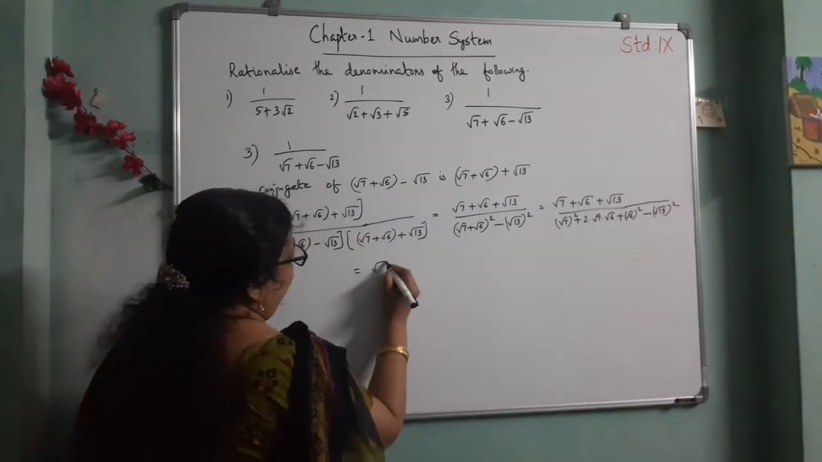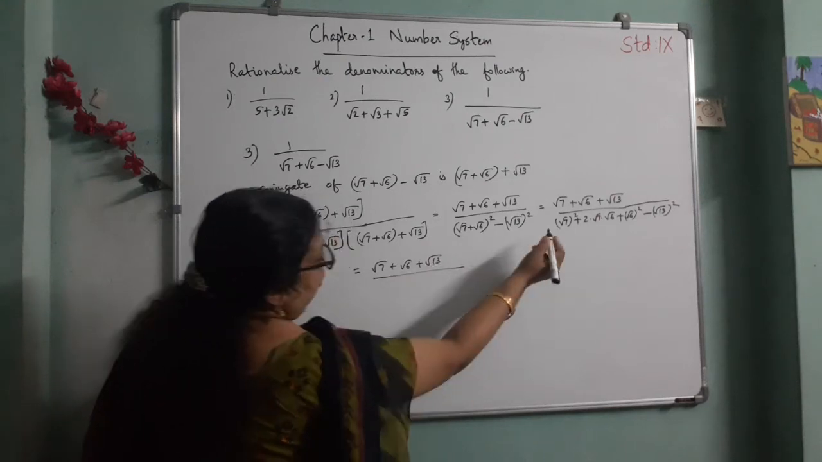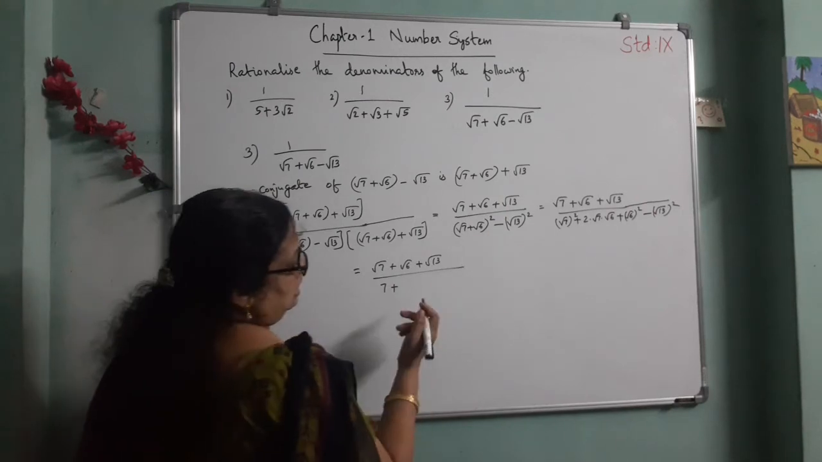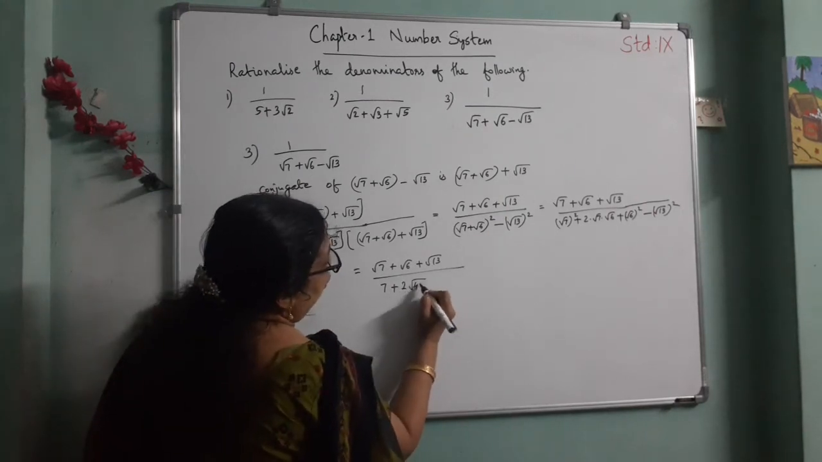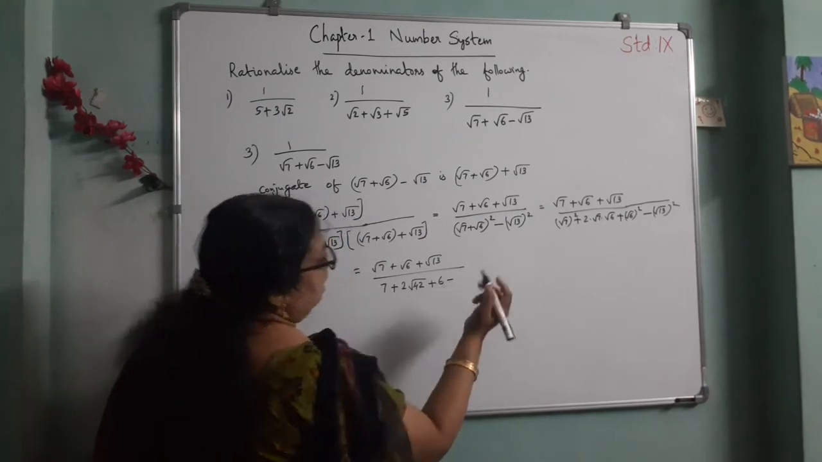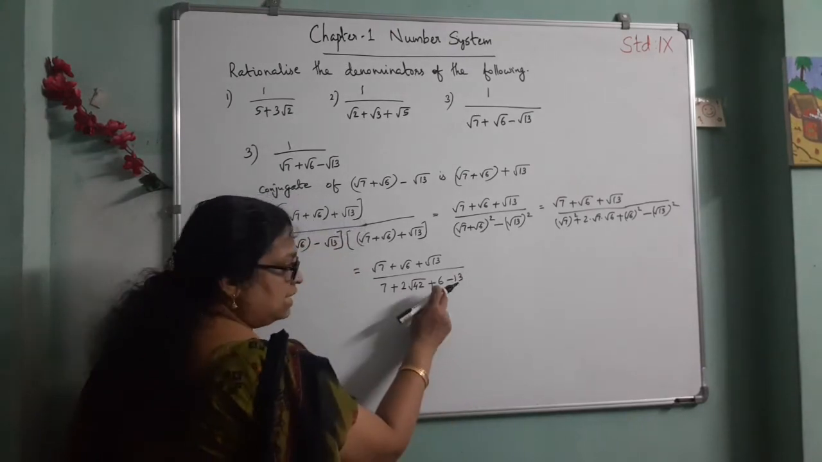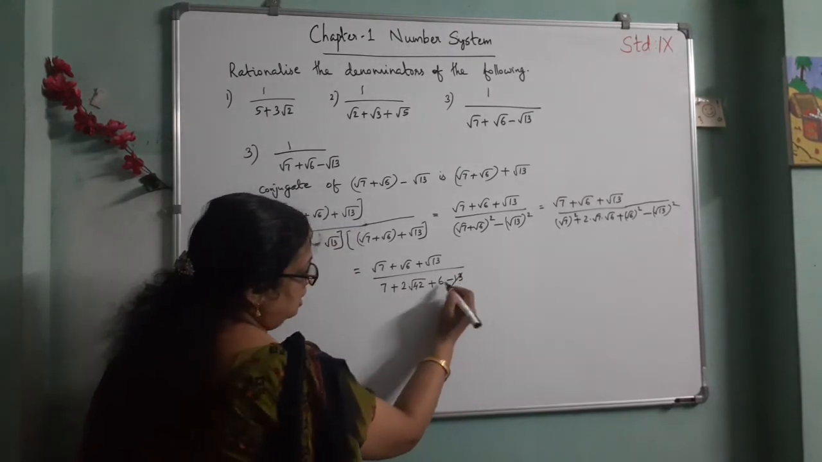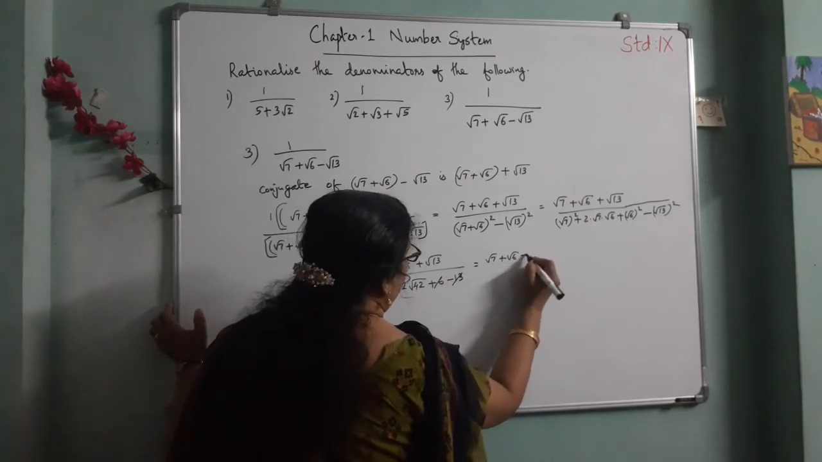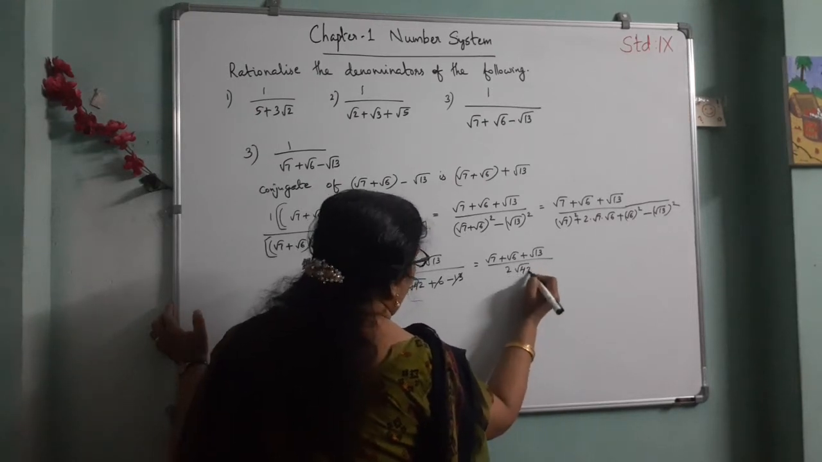That is equal to numerator root 7 plus root 6 plus root 13 divided by root 7 square is 7 plus 2 root 7 into root 6, that is 2 root 42, then plus root 6 the whole square is 6, then minus root 13 the whole square is 13. Here 7 plus 6 is 13, here minus 13, so these all cancel. Root 7 plus root 6 plus root 13 divided by 2 root 42.